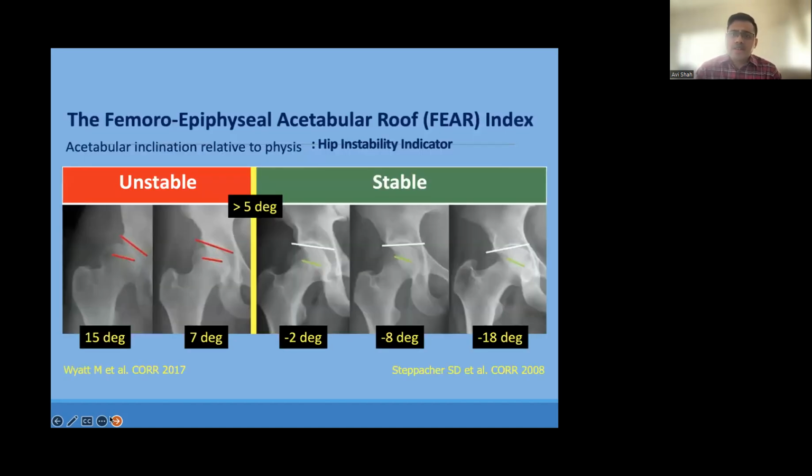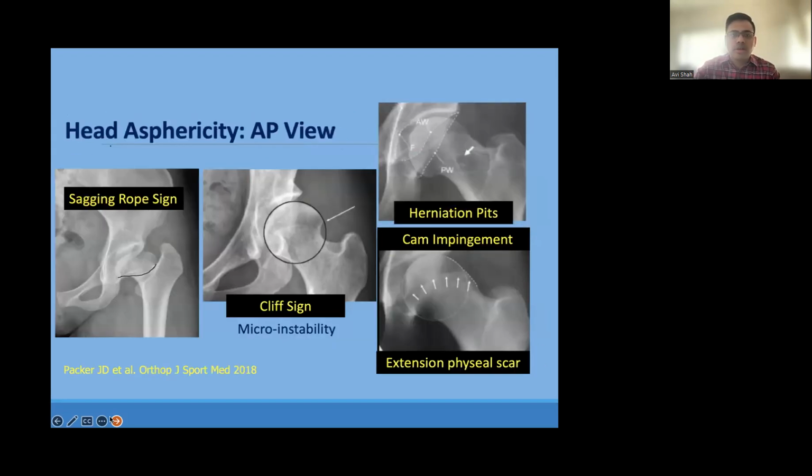A FEAR index has been recently described to help give an indicator of hip stability. It is basically the acetabular inclination relative to the physeal scar. Based on that, it gives us an idea of stability and instability at the hip joint. It is a newer index and people are just talking about it. I don't use it regularly.